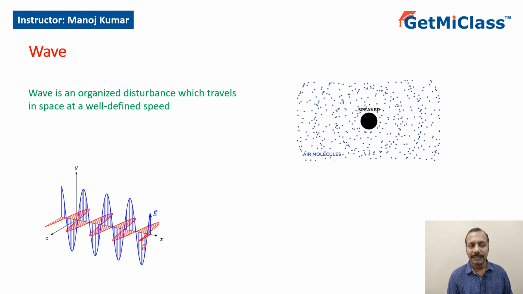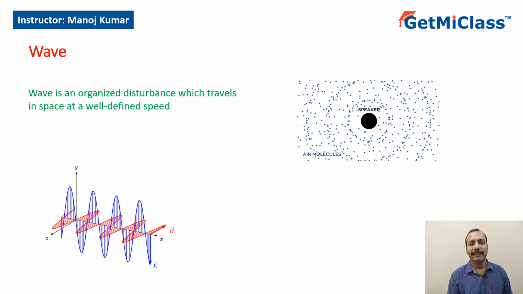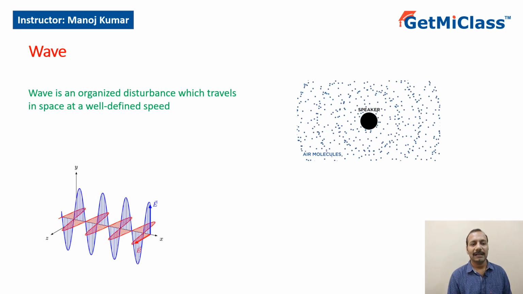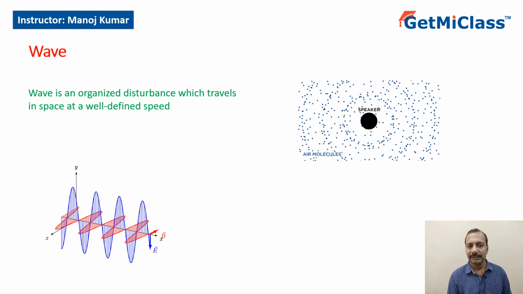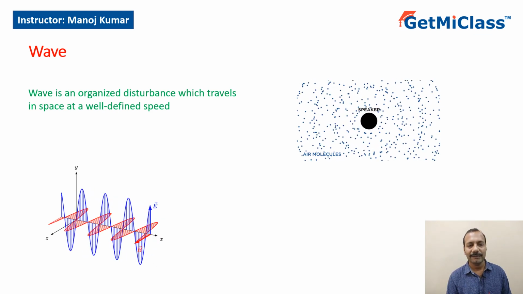A wave is an organized disturbance which travels in space at a well-defined speed. So in general terms, I can say it is a disturbance traveling from one point to another point, or it is pure energy which is traveling in the form of a disturbance from one point to another point.